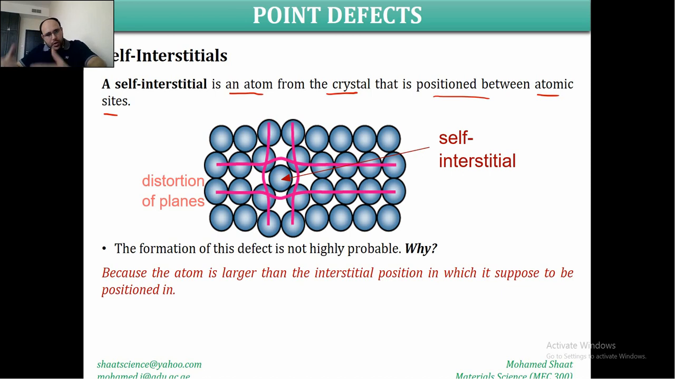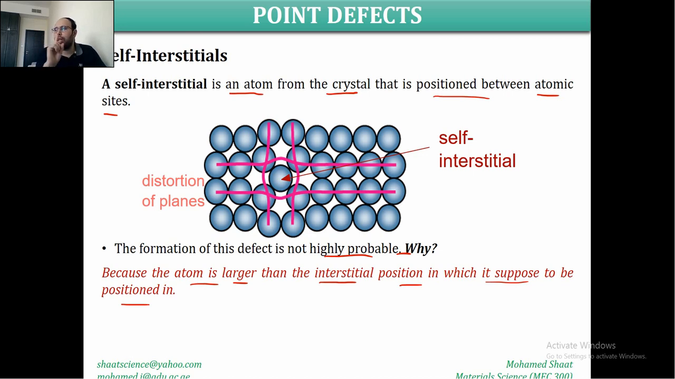What are their influence over the material properties and how they do affect the material properties will be discussed later in another chapter. The formation of this defect is not highly possible. Why? The reason is because the atom is larger than the interstitial position in which it's supposed to be positioned. Since we are talking about self-interstitial, it means that this atom should be squeezed into the gap between the atoms.